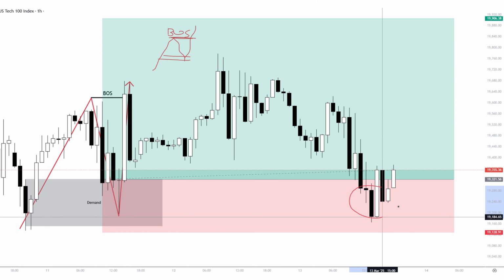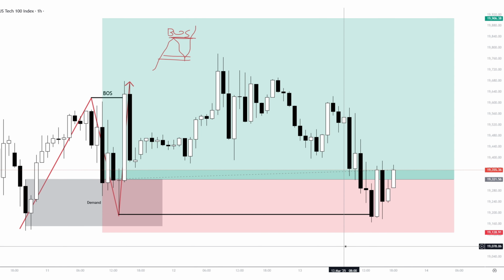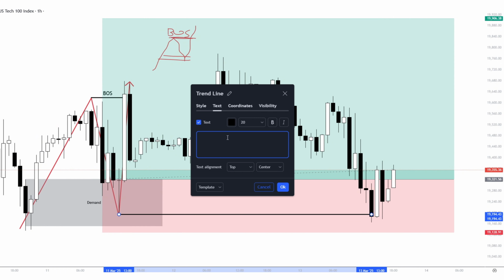Now here we can see that it moved again into the demand zone, but has broken down below the last lows. So does that mean that this is a reversal into a downtrend? Well, not exactly, because this can also be a liquidity sweep to continue higher.